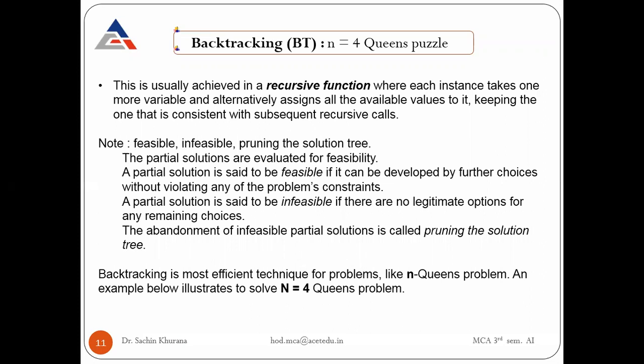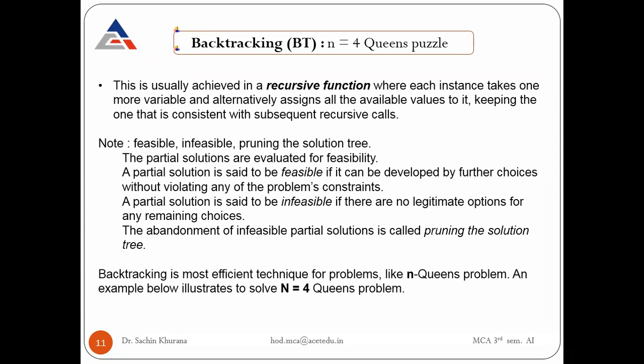That means that is feasible. If we try all the alternatives and are not able to find any solution, in that case we say that it is infeasible. So feasible and infeasible terms are clearly defined: we have alternative solutions to a problem, and we apply that recursive function to all the alternatives. If we find a solution, that partial solution is feasible. But if we don't find any solution, it is an infeasible one.